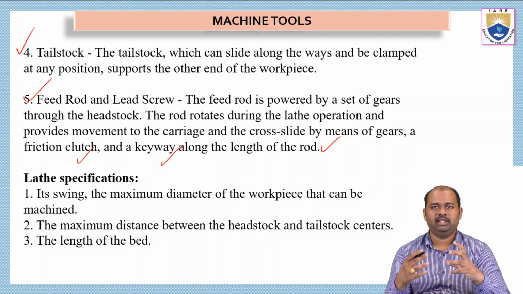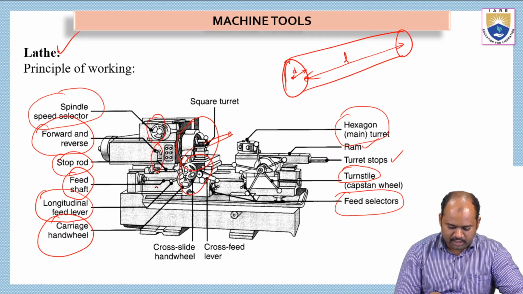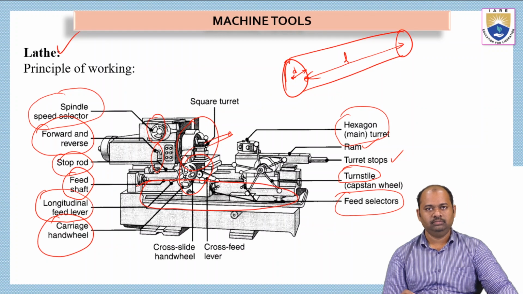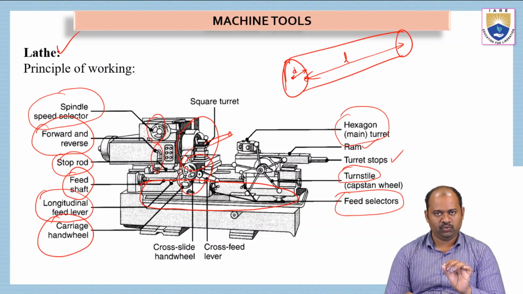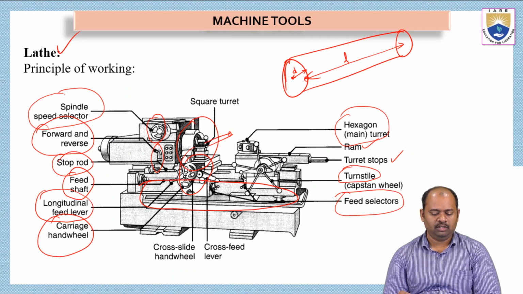I'll show you where the lead screw is. At this point, the lead screw will be there. The main function of the lead screw is that it is mostly used in the thread cutting operation. We'll see in the coming classes how thread cutting is done with the help of this lead screw.